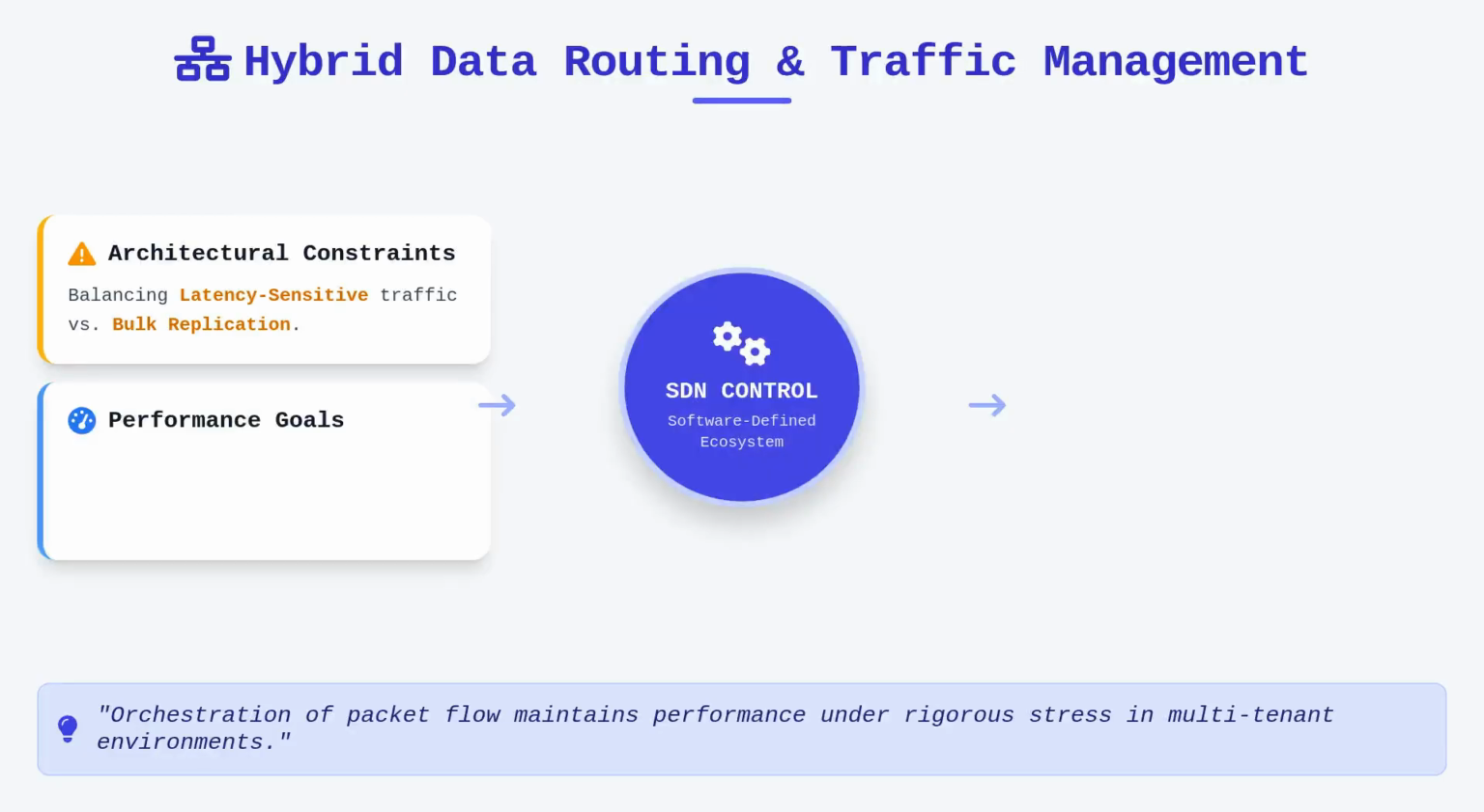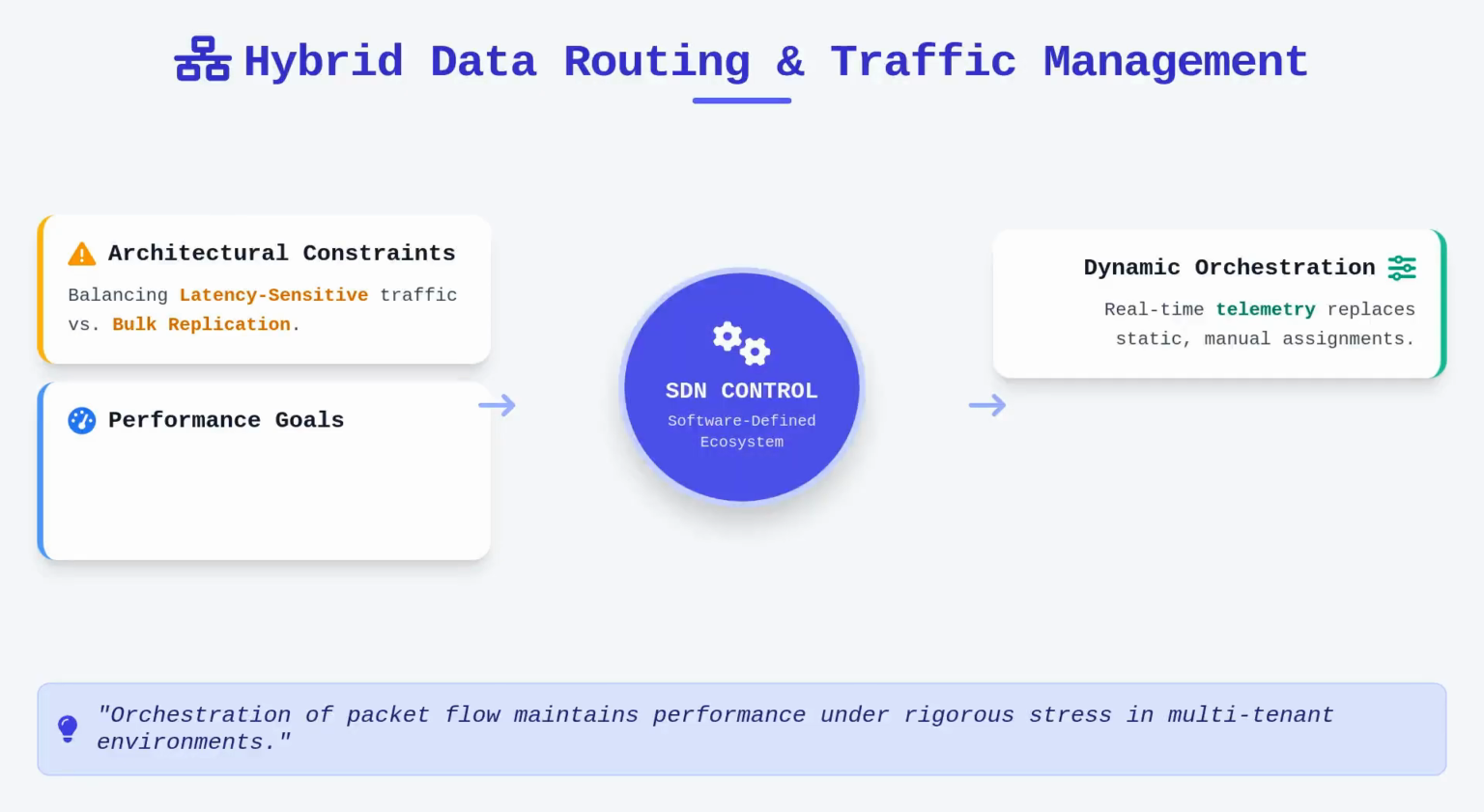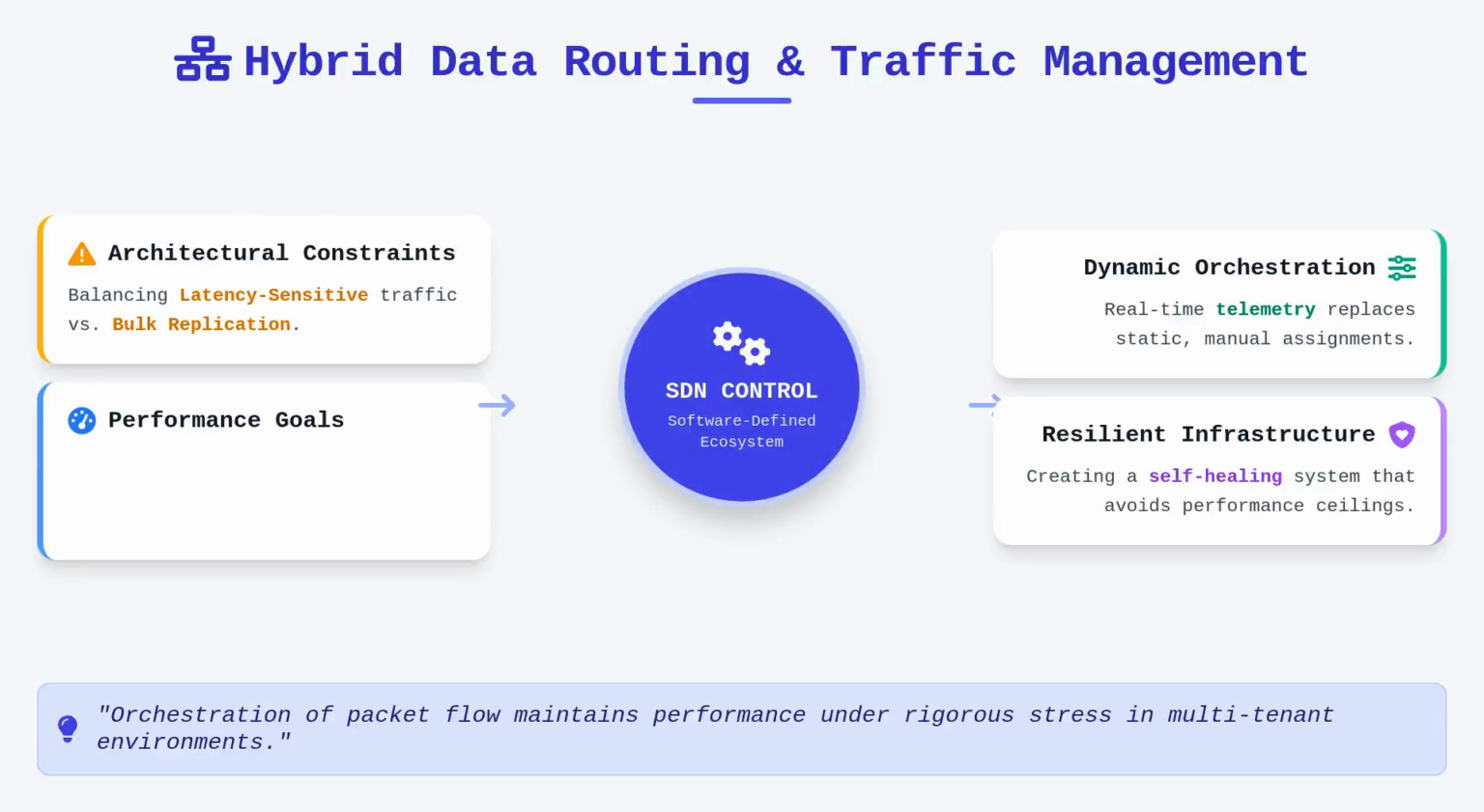By leveraging software-defined control mechanisms, engineers can dynamically adjust these parameters based on real-time telemetry instead of relying on static, manual assignments. This level of automation is what separates a resilient, self-healing infrastructure from one that simply reaches a performance ceiling under load. In modern data centers, the goal is to keep the pipeline saturated without introducing the bottlenecks that lead to jitter or packet drop in high-density multi-tenant environments.